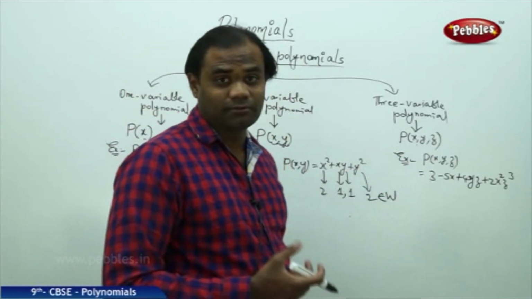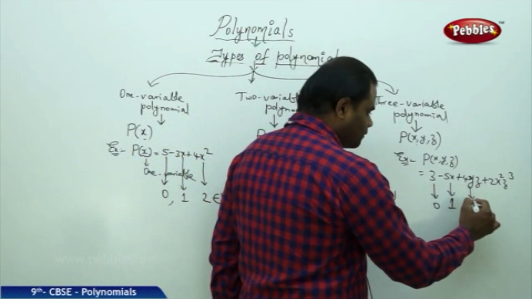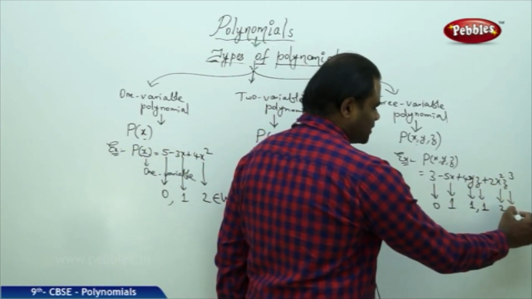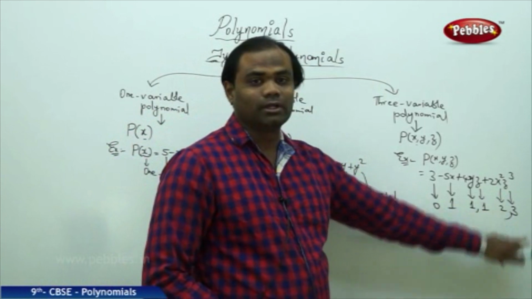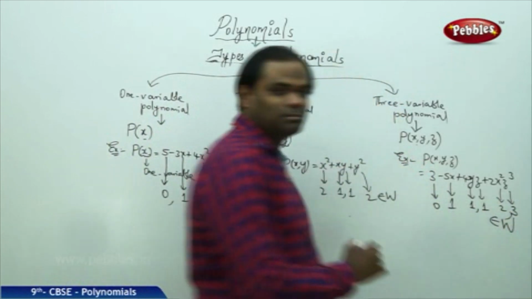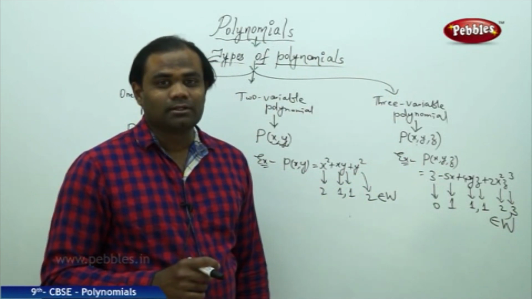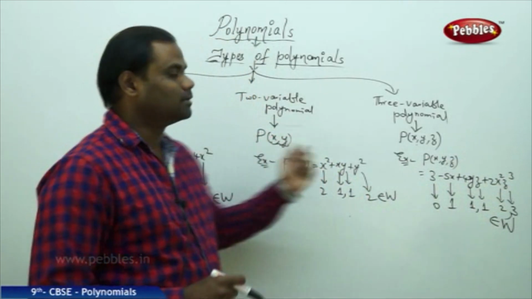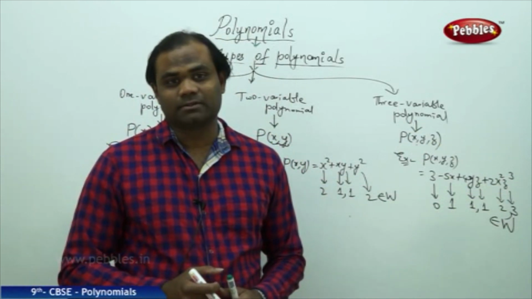Let's see the third polynomial of three variables. The power of 3 is 0, the power of x is 1, the power of y is 1 and the power of z is 1 and power of x is 2 and z is 3. As we see independently 0, 1, 1, 1, 2, 3, all the numbers belong to whole numbers. They all belong to W, and therefore this whole expression is a polynomial of three variables x, y and z. Two variable, one variable and three variable polynomials, the types of polynomials in the branch of mathematics.